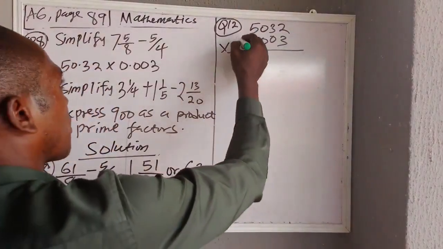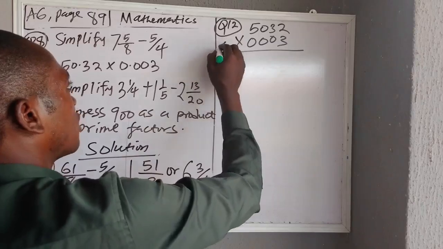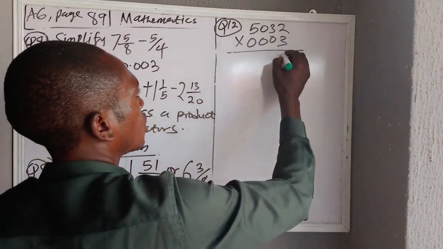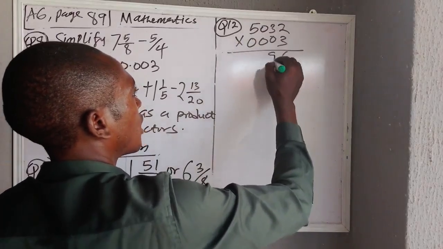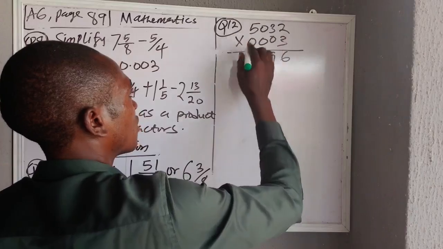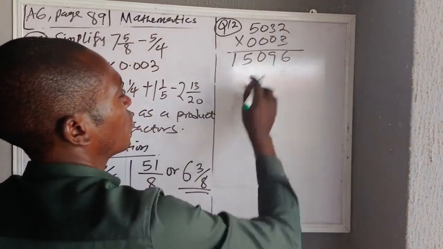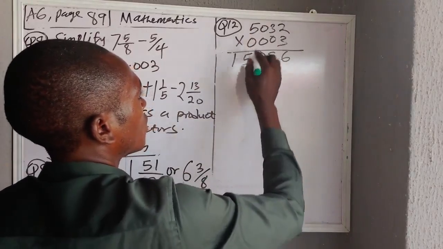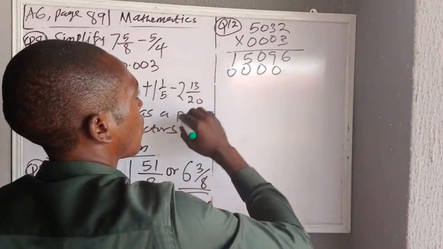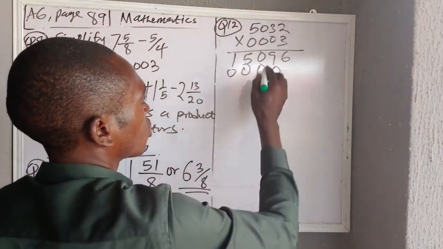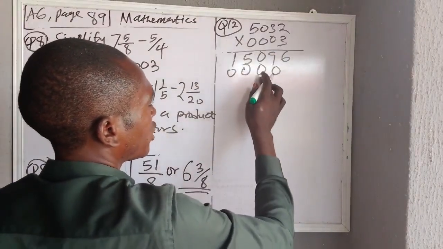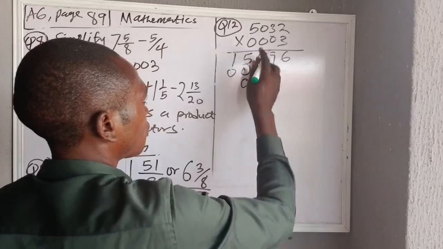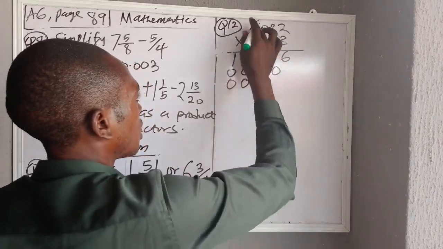You multiply. When you are done multiplying, insert your point. So 3 times 2 is 6. 3 times 3, 9. 3 times 0, 0. 3 times 5, 15. 0 times 2, 0. 0 times 3, 0. 0 times 0, 0. 0 times 5, 0. Come back to the 0 times 2. Anyone you are using to multiply, start writing under it. 0 times 2, 0. 0 times 3, 0. 0 times 0, 0. 0 times 5, 0.